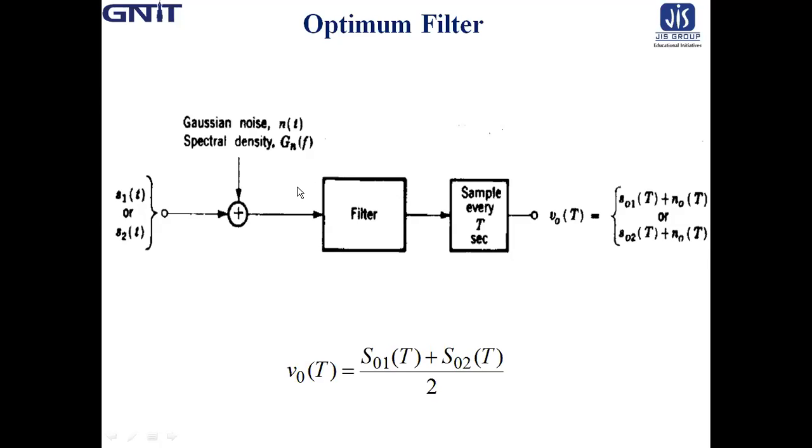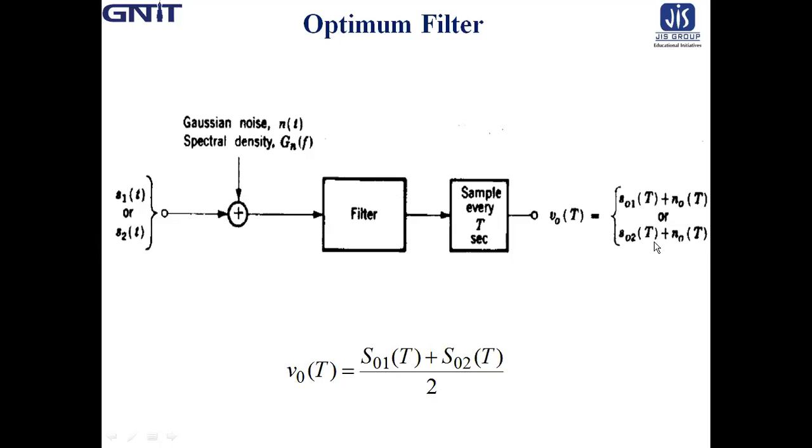Then the signal and noise are filtered and then sampled at the end of each bit interval, sampling at every T seconds. So the output sample is v0(T). For the case of S1(t), the output is S01(T) plus n0(T), or if we consider S2(t), then the output is S02(T) plus n0(T).